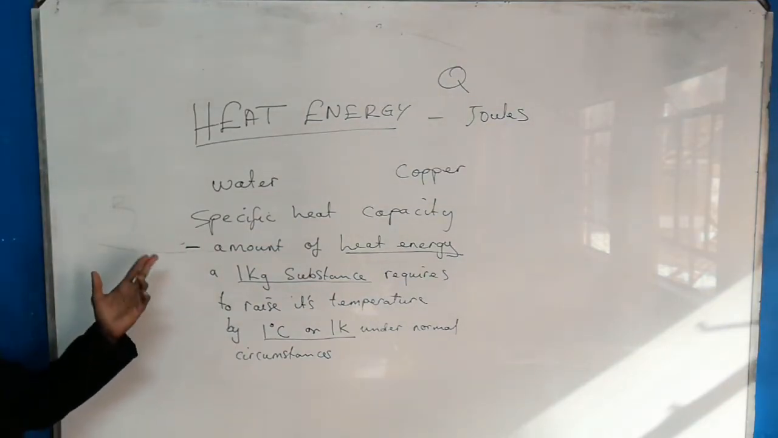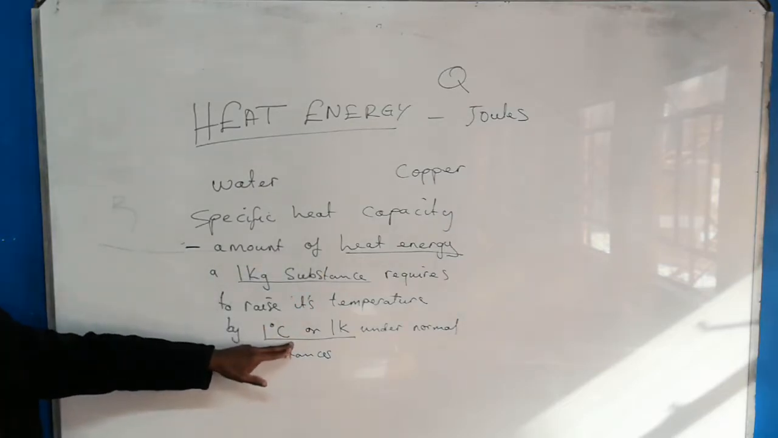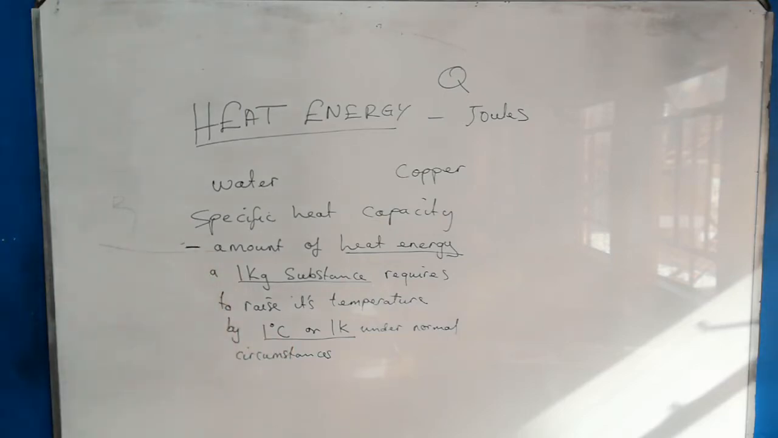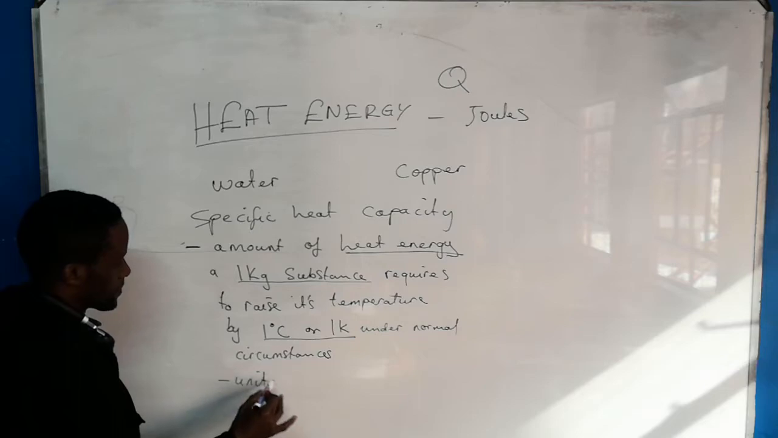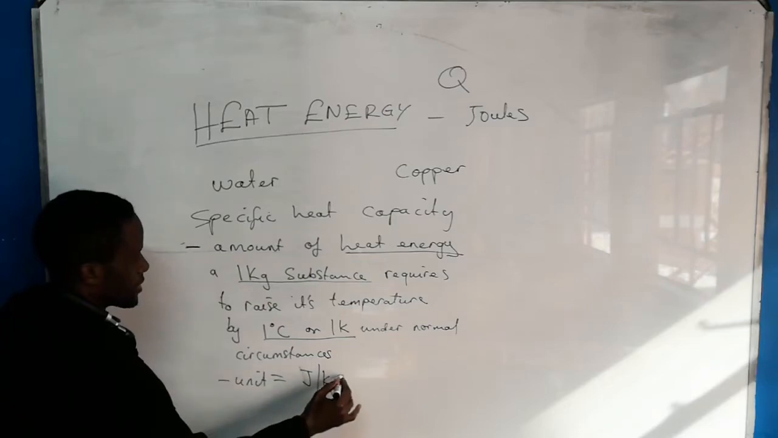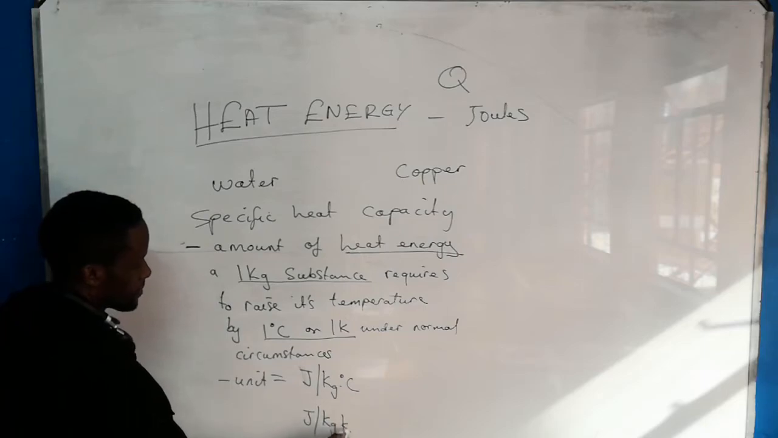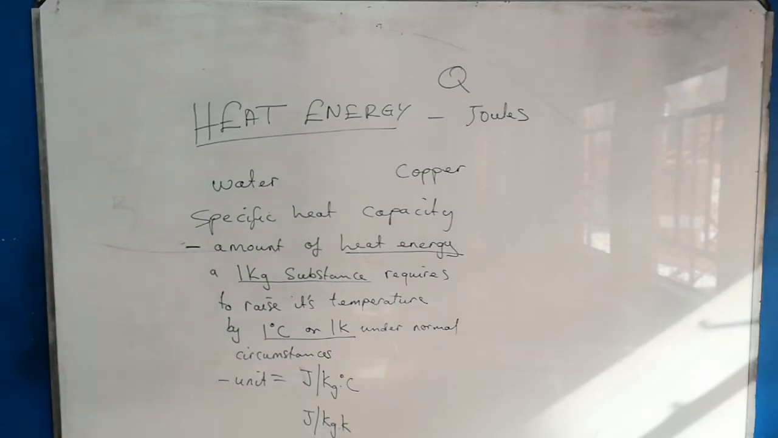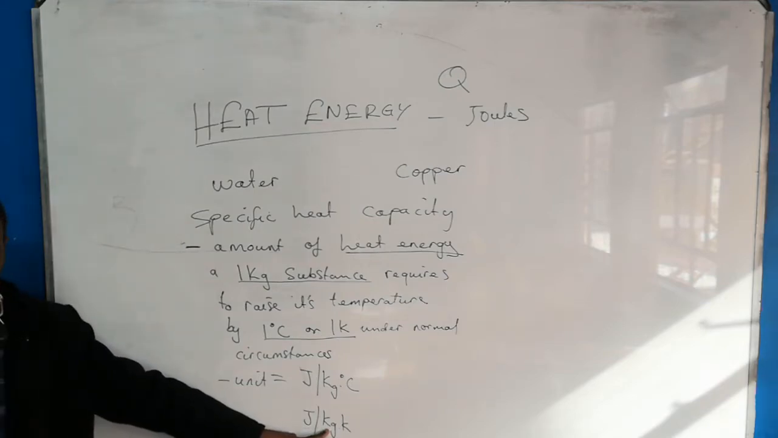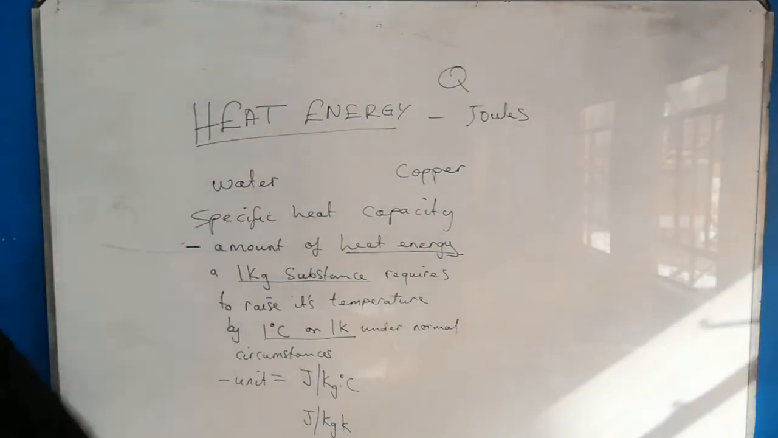When we are asked to define what specific heat capacity is, we should make sure that the 1 kg is mentioned, and the change in temperature is mentioned. Therefore, the unit for specific heat capacity is joules per kg degrees Celsius, or joules per kg Kelvin if you are using Kelvin as your unit for temperature. Now, all these will be on your information page.